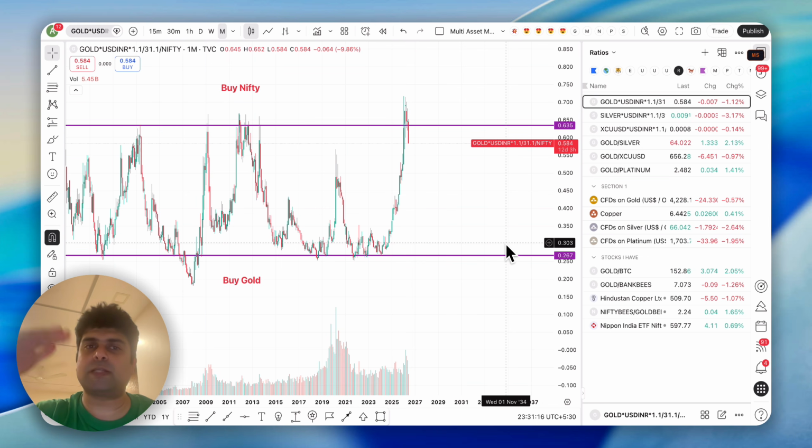If it goes up, Nifty might end up going much further. If it goes down, there is also a possible chance that Nifty might go down. So it's not that both will not go down. It is just that during this phase, Nifty has a higher chance of growing faster in terms of percentage. So this is the idea for today.